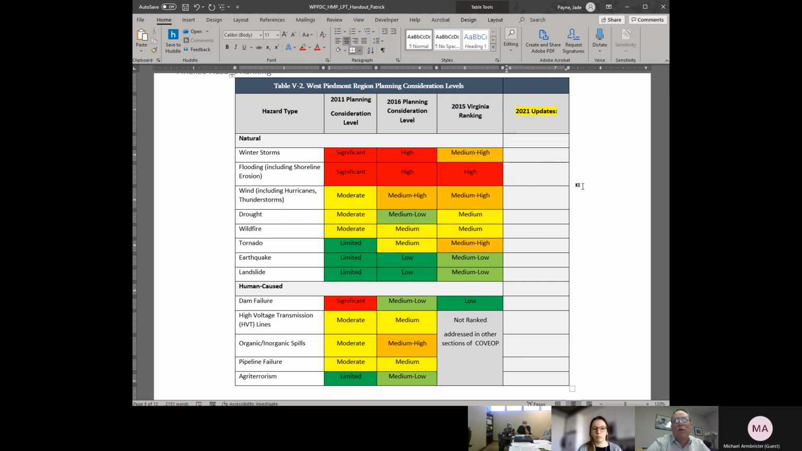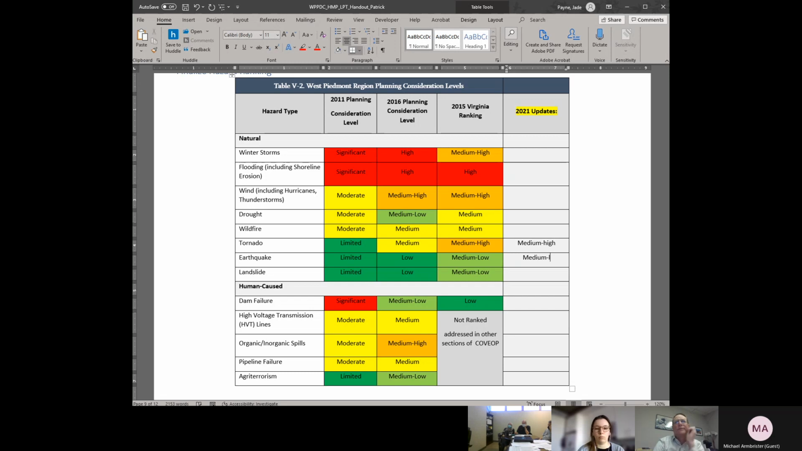And the thought with tornado by the larger mitigation advisory committee is that with these increases in these crazy little high intensity storms, they're spawning more tornado activities. So that one, the probability is probably going up, and it maybe should be a medium high like the state plan instead of a medium. Earthquake, I don't honestly remember all the detail of that conversation. I think it'd be okay to change those to meet the Virginia ranking.